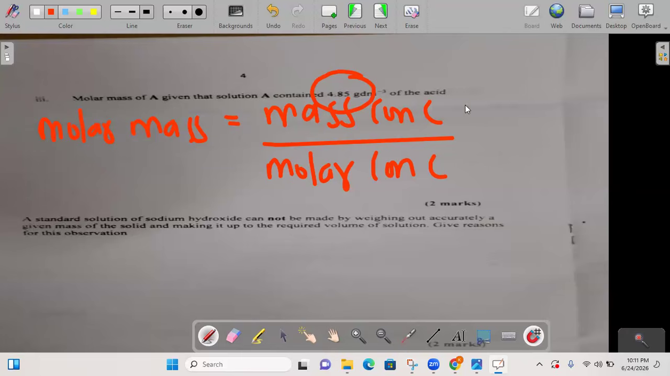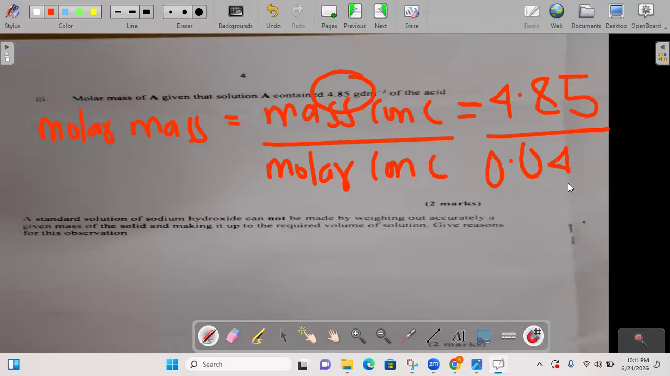The mass concentration is given to us as 4.85. So I'm going to have 4.85 as the mass concentration. What about the molar concentration, what we just calculated? 0.0496. So let us divide now. 4.85 divided by that, we're going to have approximately 98 grams per mole. That is the molar mass. Understood? Yes, sir. If you calculate, I'm going to have 97.776, so that's approximately 98 grams per mole. Is that clear?